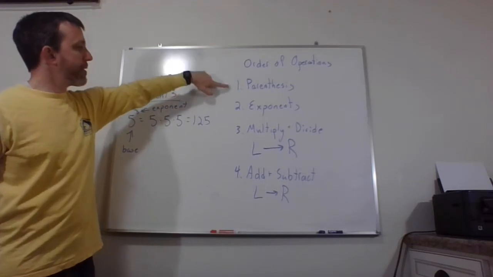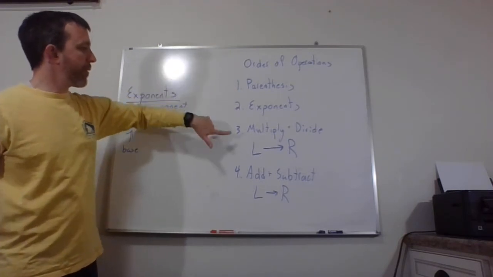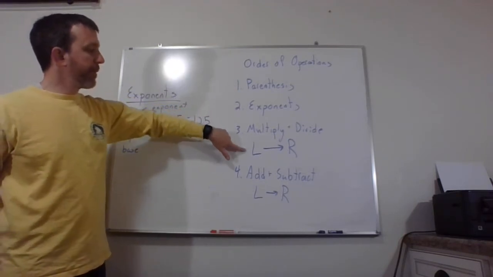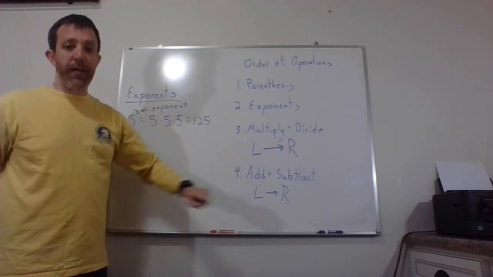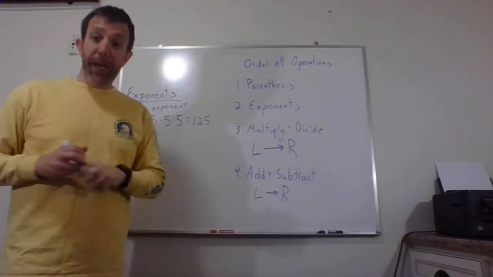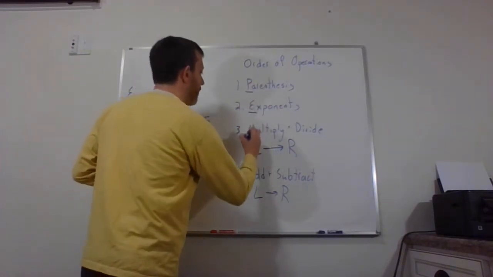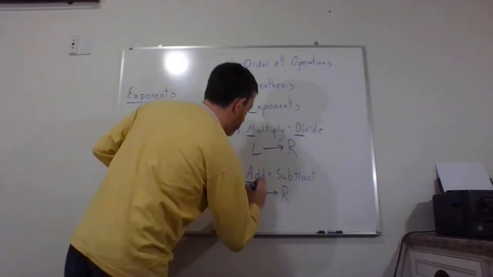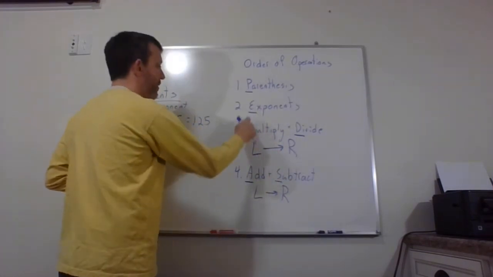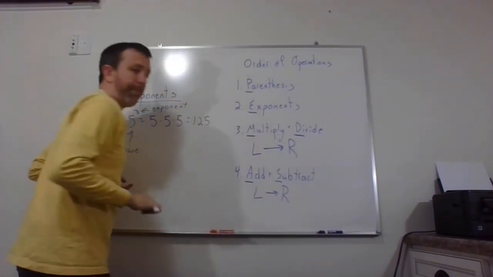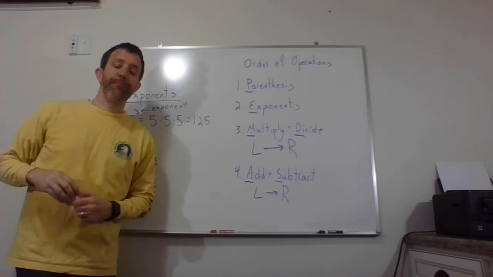So the order of operations is this: parentheses, exponents, multiply and divide from left to right, and then add and subtract from left to right. So PEMDAS, or please excuse my dear Aunt Sally, comes out of the first letter of all of these. Please excuse my dear Aunt Sally, or PEMDAS, P-E-M-D-A-S.